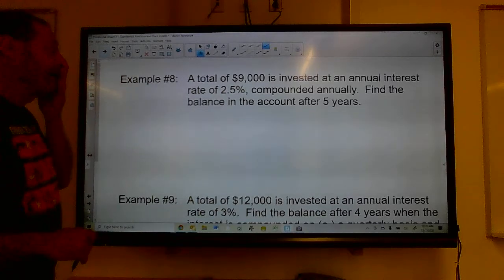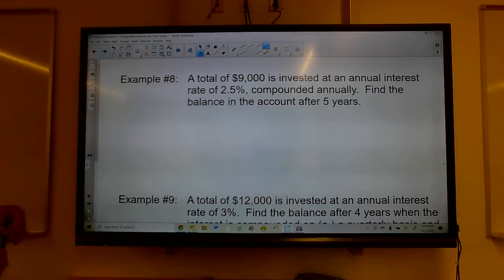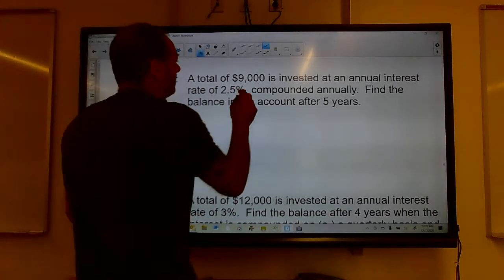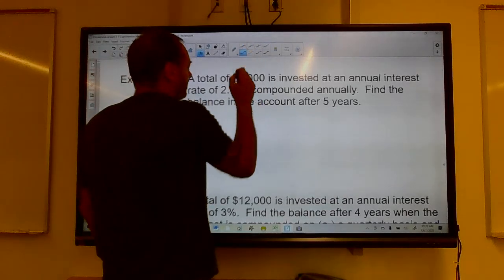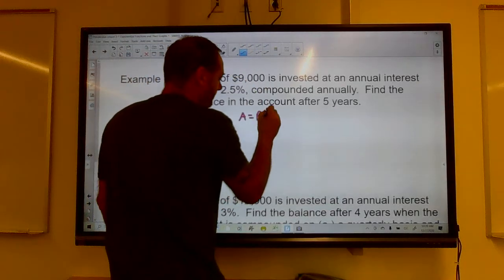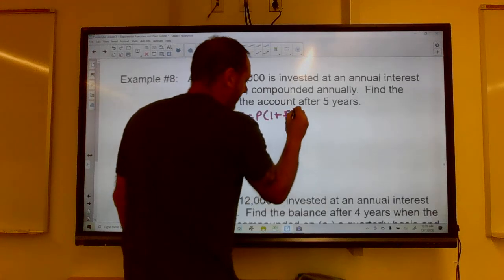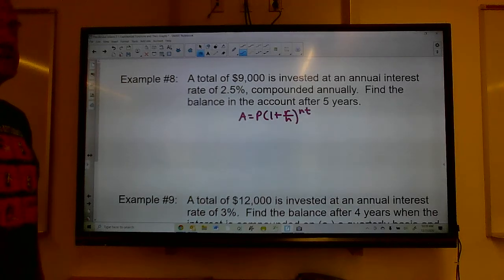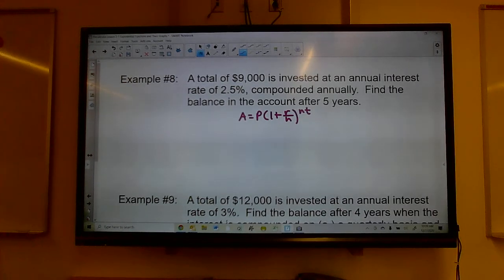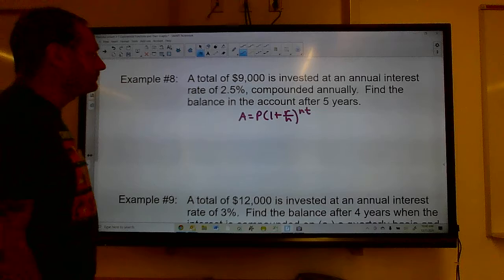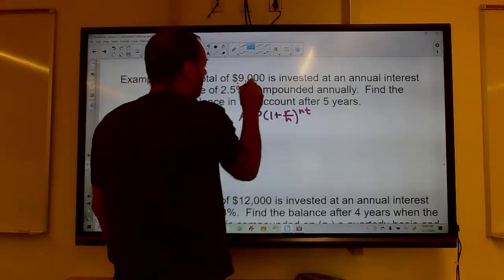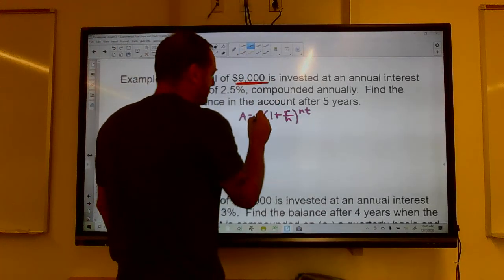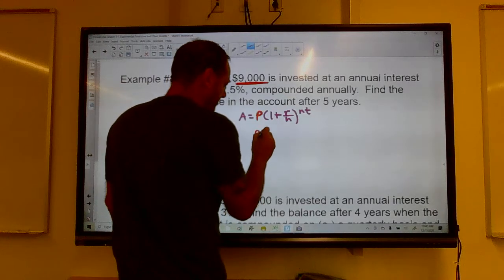All right, so a total of $9,000 is invested in an annual interest rate of 2.5% compounded annually. Find the balance in the account after 5 years. So this is compound interest formula. I'm going to write the formula down first. Okay, so A equals P times 1 plus R over N to the NT power. Another reason that I write down the formula is not just to memorize them, but it tells me where all the numbers go. Okay, so here I've got 9,000. That's my principal. It goes right here. So that's going to be 9,000.